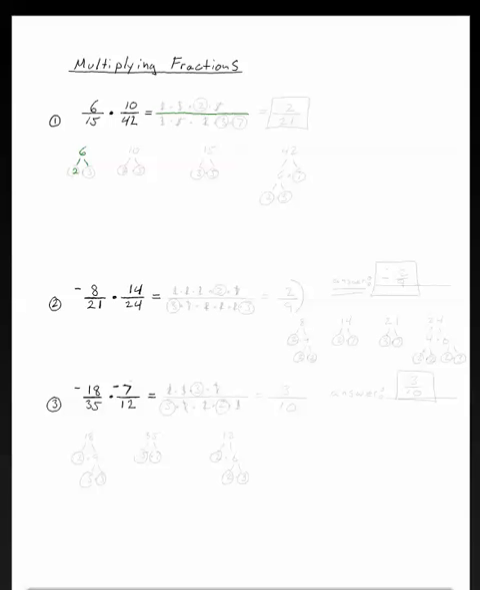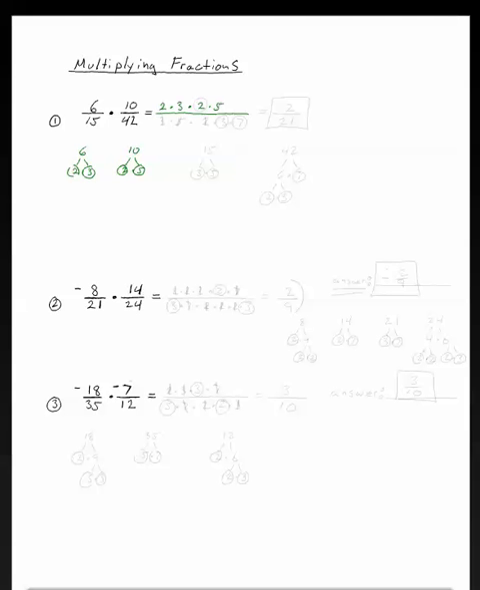So 6 is 2 times 3, and the 2 and the 3 are both prime. So I replace the 6 with a 2 times 3 times. 10 breaks down into 2 times 5. 2 is prime and 5 is prime. So I write 2 times 5.